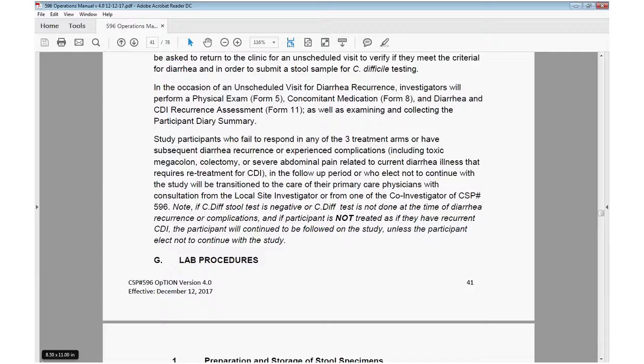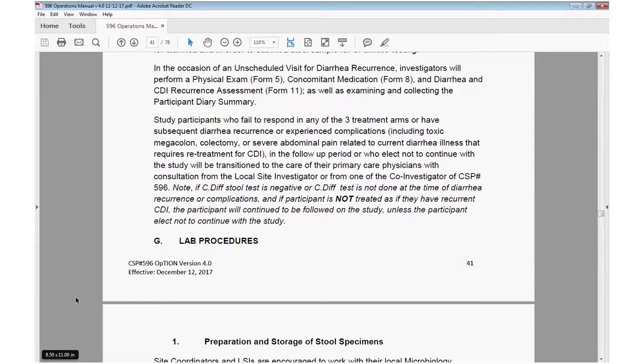Note, if the C. diff stool test is negative or is not done at the time of diarrhea recurrence or complications, and if the participant is not treated as if they have recurrent CDI, the participant will continue to be followed on the study unless the participant elects not to continue. So if this test comes out negative or is not done, for example, there's suspicion that the diarrhea may be a result of something else, say another medication, another sickness, or food related, at the agreement of the LSI, the participant may be allowed to continue the study.